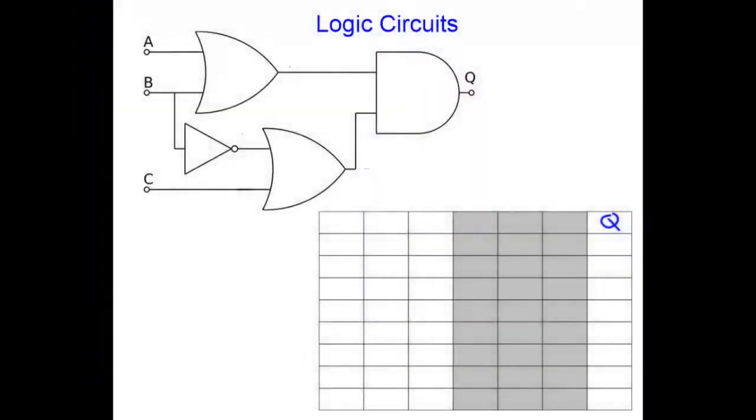In this video we look at how we analyze logic circuits, and I have a logic circuit here built out of an OR gate, another OR gate, a NOT gate and an AND gate. I don't know what the purpose of this circuit is, but the question is, what is the value of Q for each combination of A, B and C?